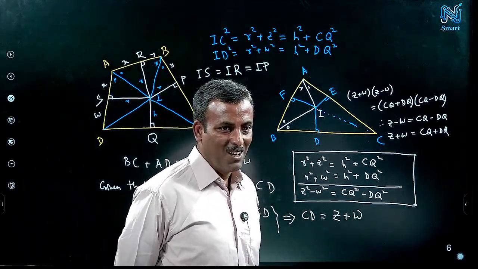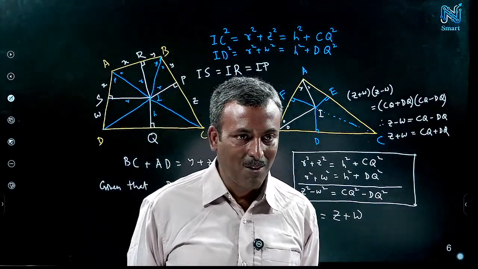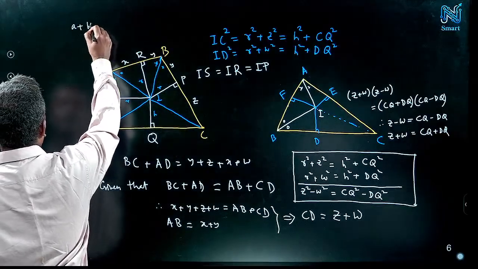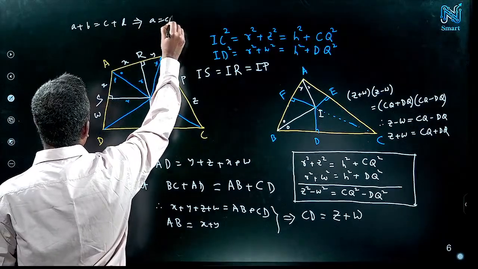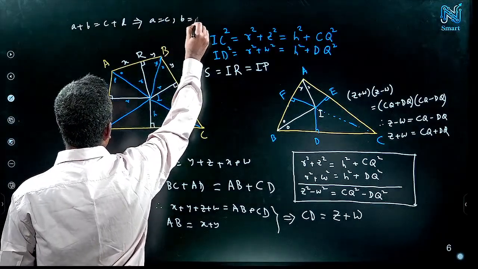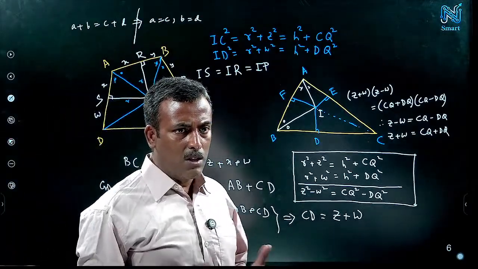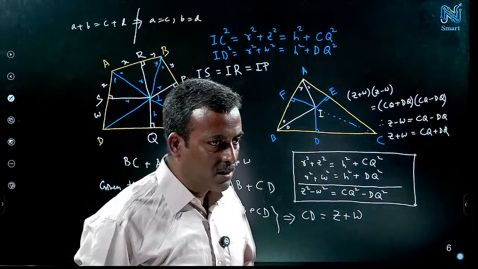Yeah. Now it is easy. A plus B is equal to C plus D. We can't say A equal to C and B equal to D. It is not true, right? It is not true. 3 plus 7 is equal to 6 plus 4. So, 3 cannot be equal to 6.